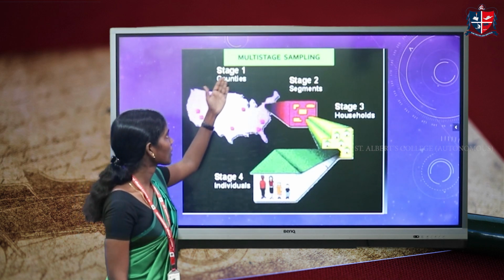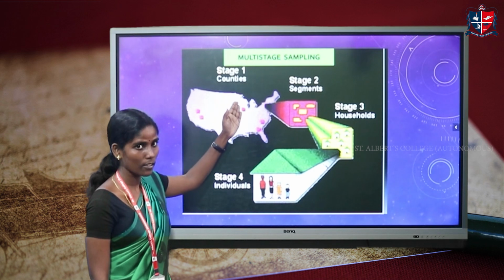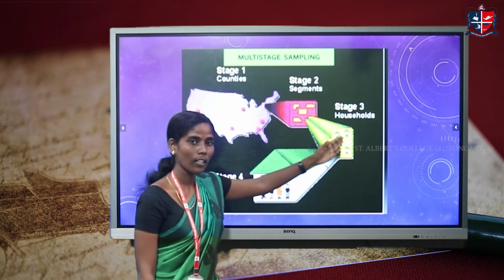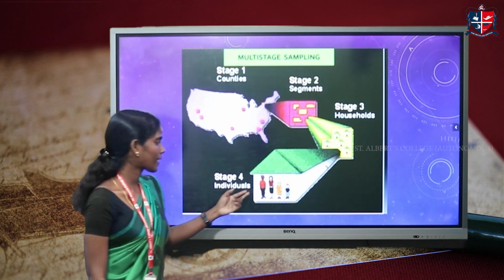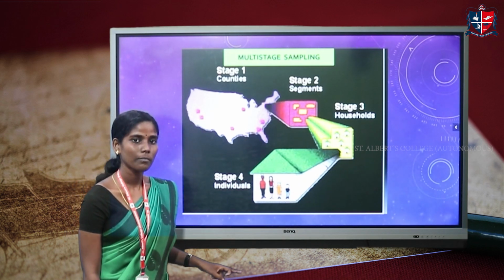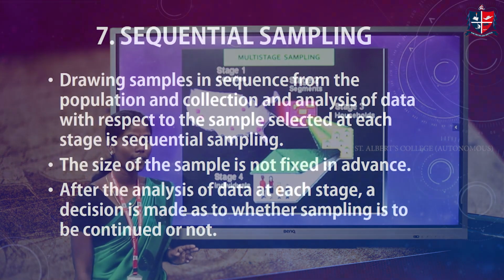Okay, so here 4 stages are processed. In the first stage, we are taking the country, and from the country, we are taking the segment. From the segment, we are taking household. From the household, we are taking individuals. These individuals will be our sample. So, this is the multi-stage sampling technique.